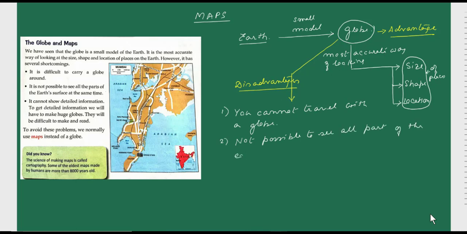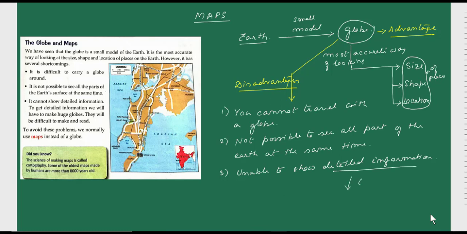The disadvantages: one is that you cannot travel with a globe. With a globe in hand, you cannot travel from this place to that place. It's not possible to see all parts of the Earth at the same time. You are unable to show detailed information. Why? Because to get detailed information, you have to make huge globes, so it is not possible to move with that type of globe.